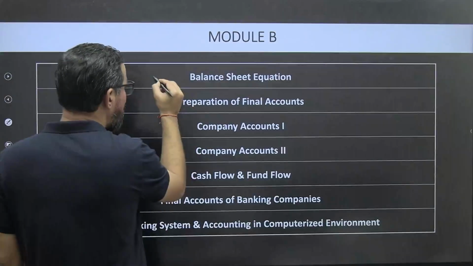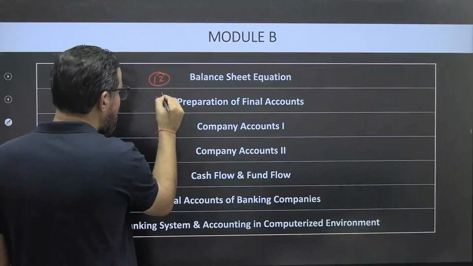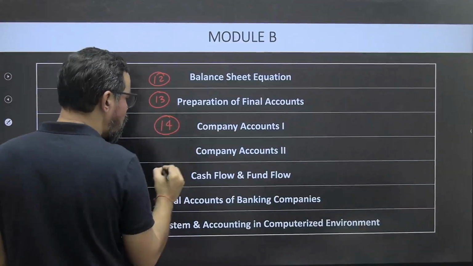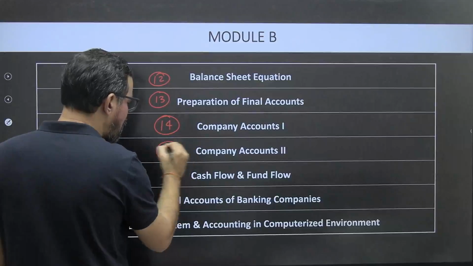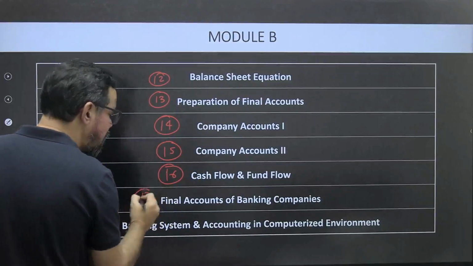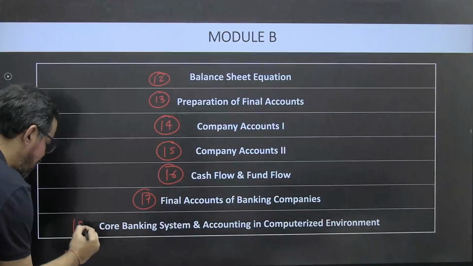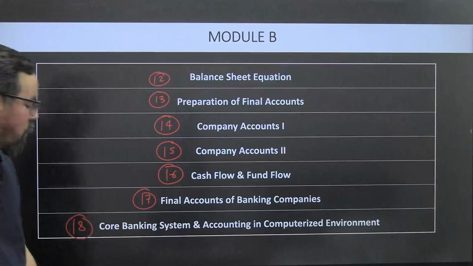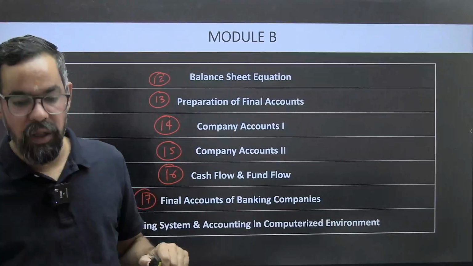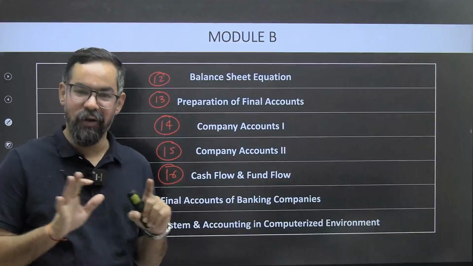So unit number 12, which is all about balance sheet equation. 13 is preparation of final accounts. 14 is company account 1. 15 is company account 2. Cash flow statement 16. 17 is final account of a banking company. And the final unit 18, which is all about core banking system and accounting in computerized environment. So all the units are important for all of us.